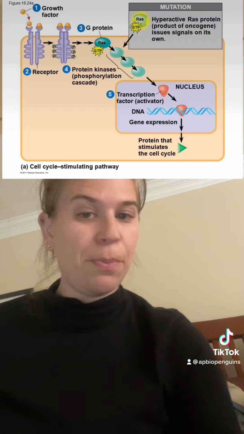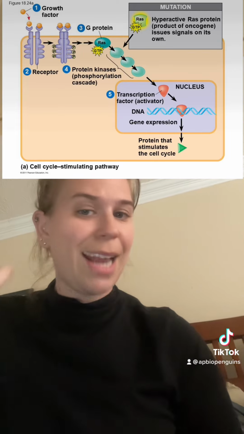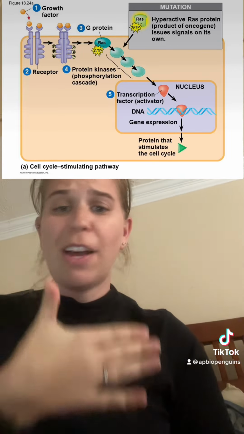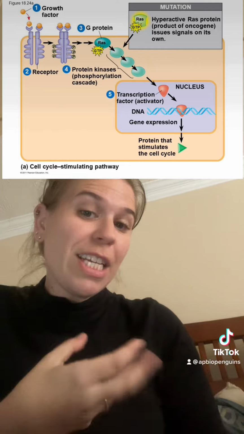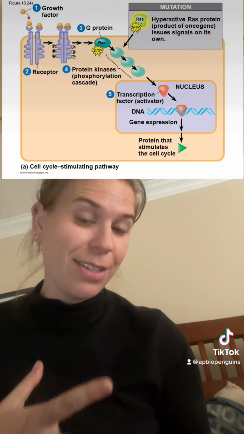Here we see another example. So growth factor is going to bind, it's going to activate this protein. It goes down through a phosphorylation cascade. And so traditionally it's supposed to make a protein that stimulates the cell cycle.